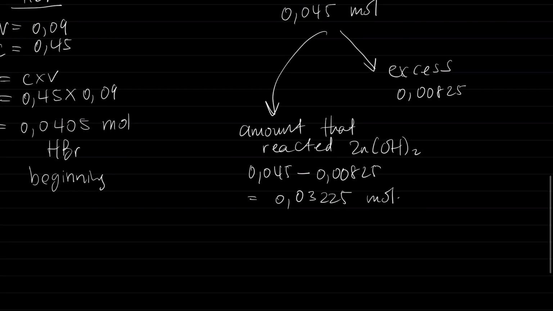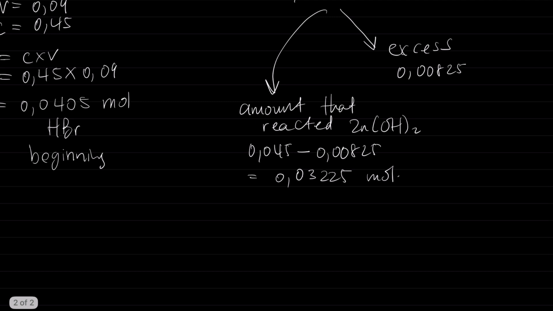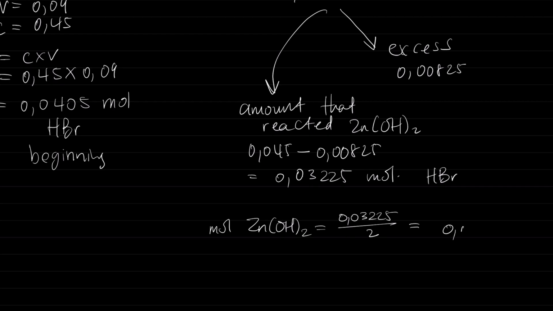So if we know that 0,03225 moles of HBr reacted, if we divide this by 2, we'll get the number of moles of zinc hydroxide that reacted. So the moles of zinc hydroxide is going to be 0,03225 divided by 2, because again the mole ratio was 2 to 1 or 1 to 2, and that's equal to 0,016125, and this is the moles of zinc hydroxide that reacted.